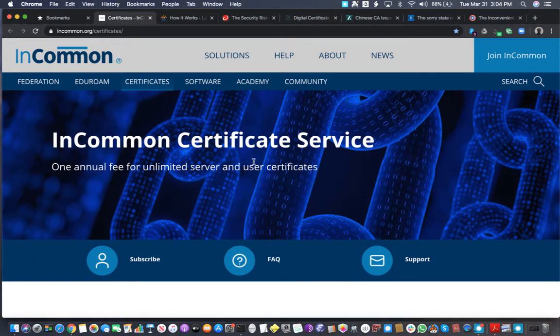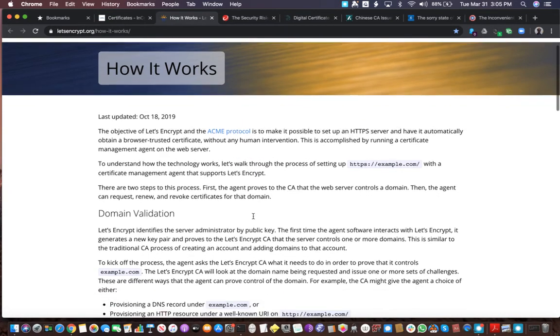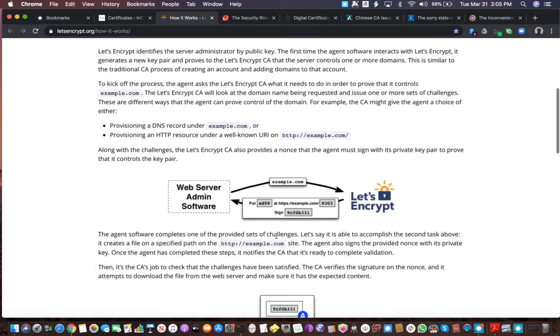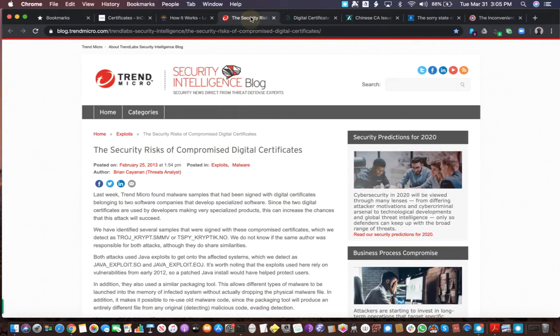Maybe we can look at some of the other issues behind that. If you want details about how, let's say, Let's Encrypt works, you can look at their documentation and they will tell you exactly how to use their services to actually get yourself a key. This is a good discussion of the risks of these compromised digital certificates. What happens when they're compromised is, for example, that you can then use exploits to get into systems and various other things.